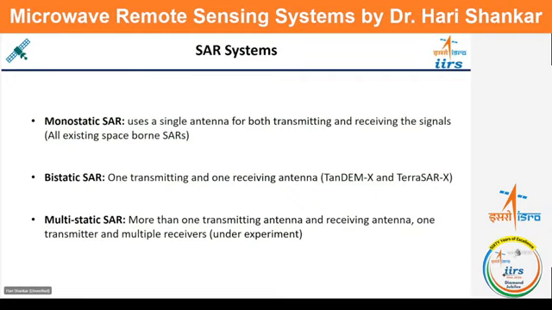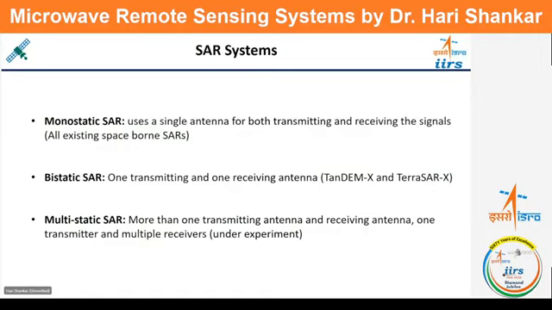So one antenna is used for the transmission purpose, another antenna is used for the reception purpose. One antenna is continuously transmitting the signals, another one is continuously receiving the signals. That mode is called the bistatic SAR. But yes, that may be possible.